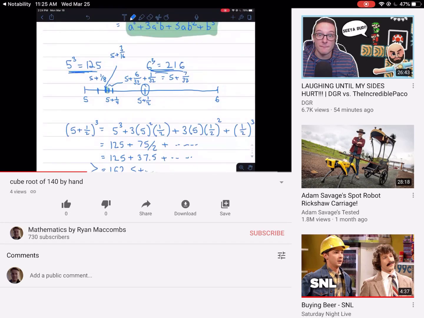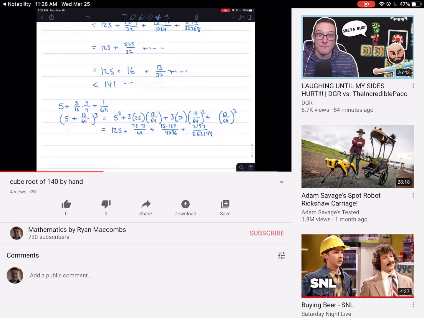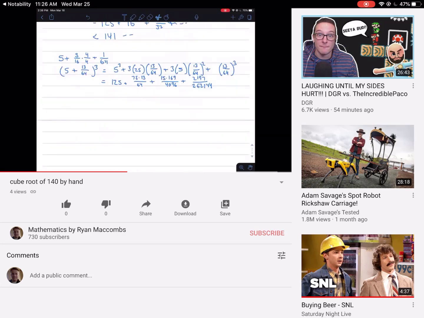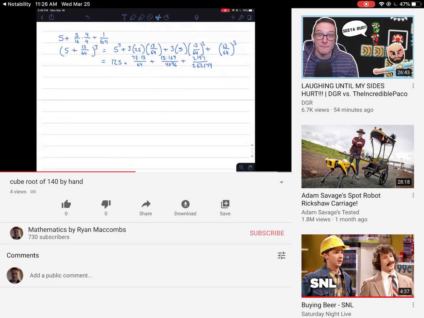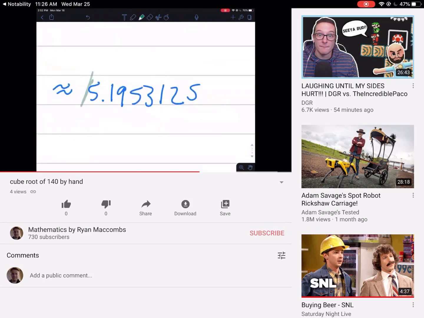You can see right now I'm at 5 and 13/64, cubing that out. Now I did do this all by hand, so there's a decent amount of time here where I'm not writing things down, but I actually have a scrap piece of paper where I'm calculating out all of these fractions and adding them together, because I'm trying to compare the answer with 140. Is it smaller than 140? Is it bigger than 140? It looks like in this case it ends up being bigger than 140. And so I know my guess was too small, and then I would split the interval in half again. And so this is my final guess.